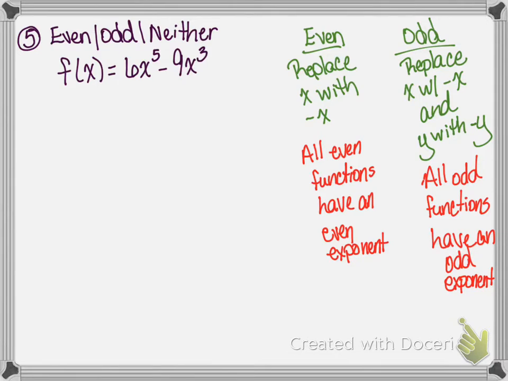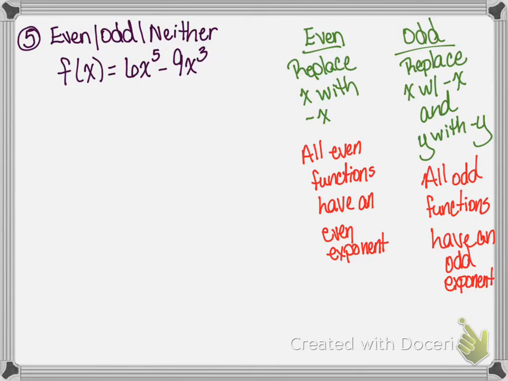So if we look at this right here, we're testing for even and odd. We're not even testing to see if it's symmetric to the x-axis, because that's not a function. We're testing 6x to the fifth minus 9x to the third. What is its highest exponent? 5, correct. So this number and this number are called coefficients. Exponents are what your variable's being raised to. That was good, Sabrina. So 5 is my highest exponent.